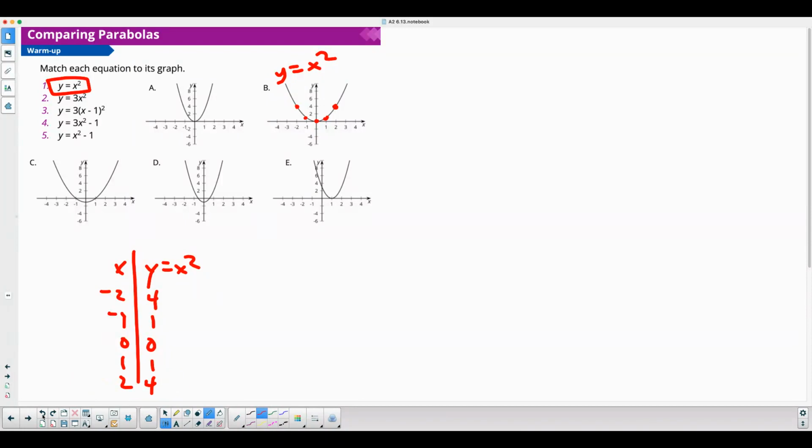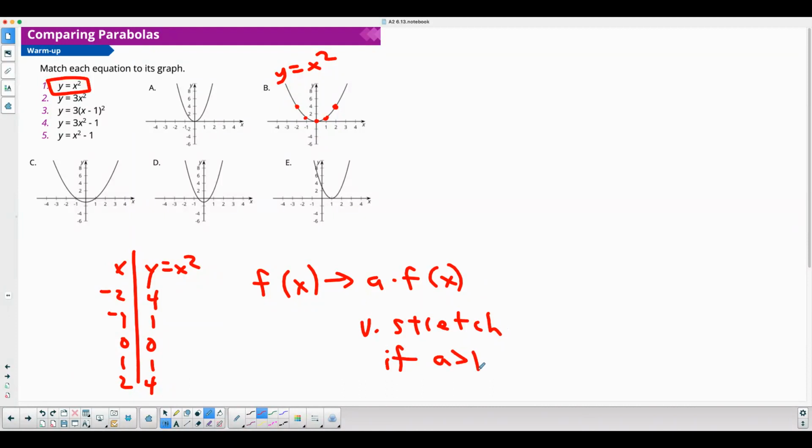Now the next one, number 2. If you remember, putting that 3 in the front is going to create a vertical stretch. We had some rules here: f of x goes to a times f of x is going to be a vertical stretch if that number is greater than 1. This is from way back earlier. So if a is greater than 1, that's a vertical stretch. The only one that has the same vertex, because it's not translating, just stretching vertically, is going to be A.